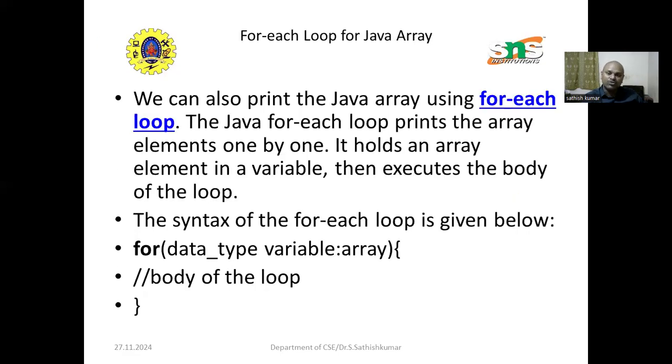Next is the for-each loop. The syntax is for, data type variable colon array, then the body of the loop. It prints the array one by one. It holds an array element in a variable, then executes the body of the loop. So this is the for-each loop.